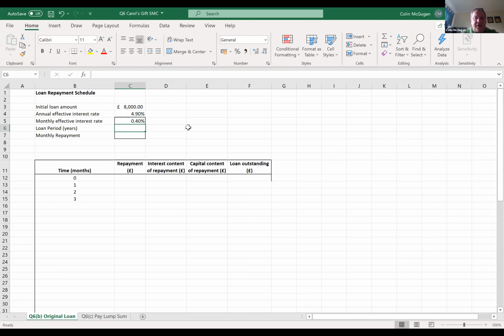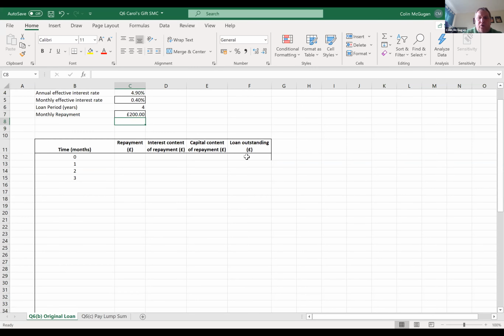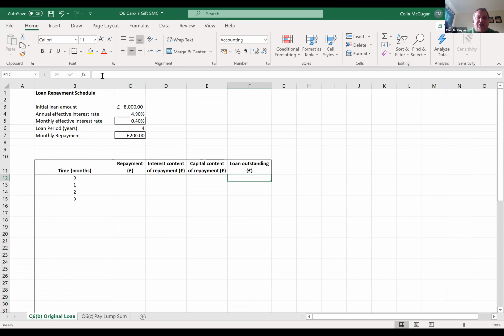The loan period is 4 years. And ultimately, this bit in here, the monthly repayment, is the answer that we're looking for. So what I'm going to do just now is put in a dummy monthly repayment. I'll put in any figure that I want. I'll just put in 200 because I like 200. Now I'm going to start with the rest of the worksheet. The loan outstanding at time 0 months is simply the amount that we originally start off with, which is in cell C3, £8,000.